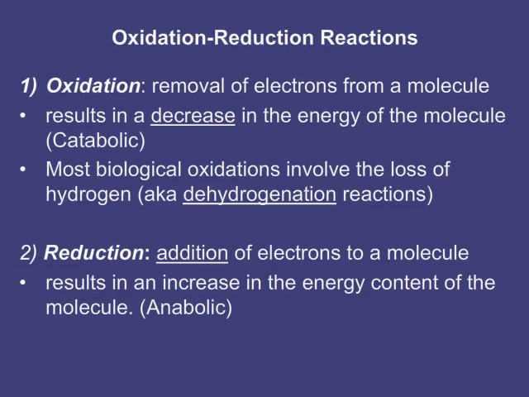Oxidation is a process where we remove electrons from one molecule, and this results in a decrease in the potential energy of that molecule. That is, it's a catabolic process that releases energy. It's important to note that most biological oxidations also involve the loss of hydrogen, so we say that they are dehydrogenation reactions. On the other hand, reduction is an anabolic process. It results in the addition of electrons, or hydrogens, to a molecule, and it results in an increase in the energy content of that molecule. So it is an anabolic reaction. Remember, oxidation, catabolic; reduction, anabolic.